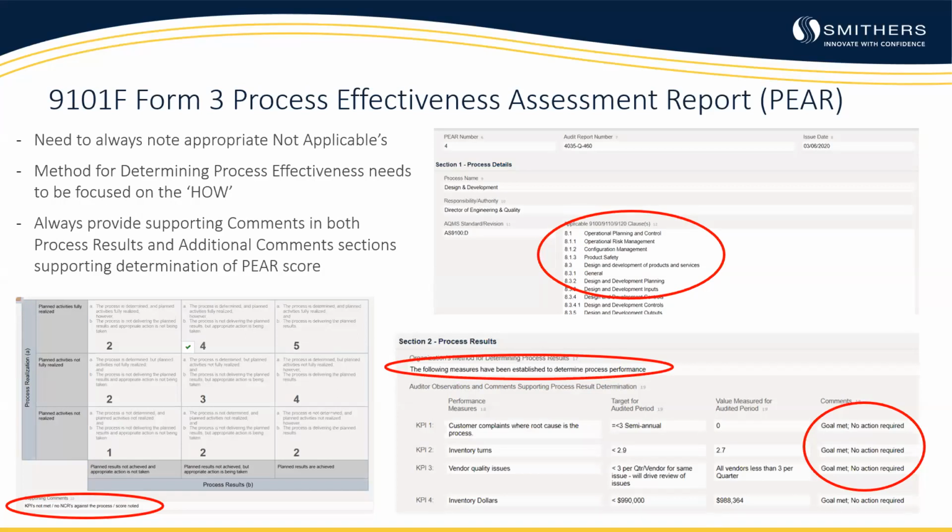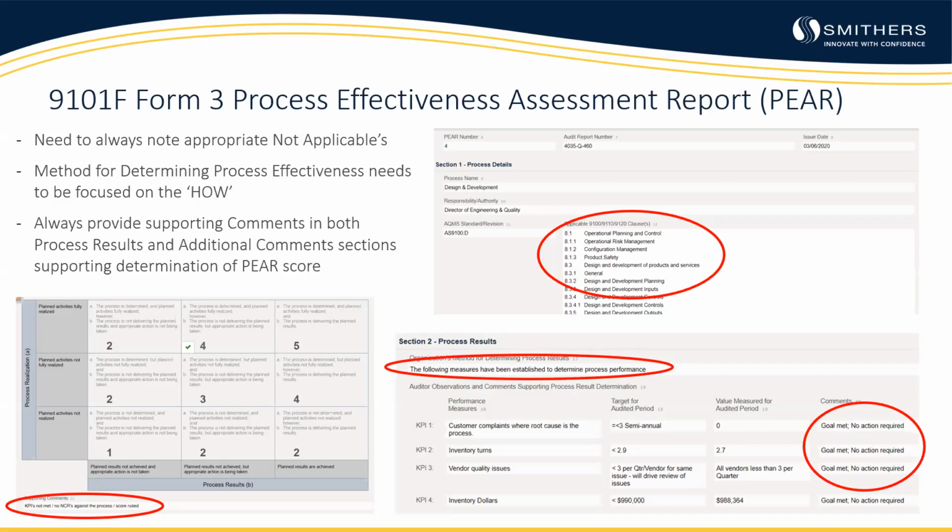The next item is in regards to method for determining process effectiveness. This section needs to be focused on the how. And I know for some auditors, this continues to be a discussion, but we need to understand how the client is specifically measuring these things with more detail than what's being provided below. So this could include various methods in terms of data collection, how they review the data itself, but there needs to be more information typically provided in this section.